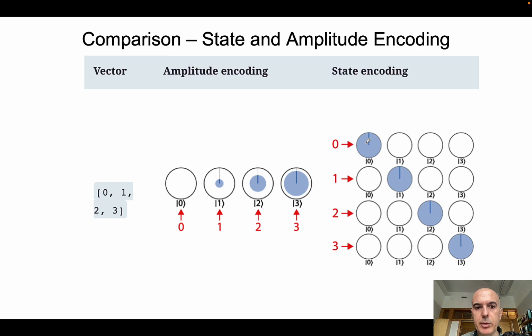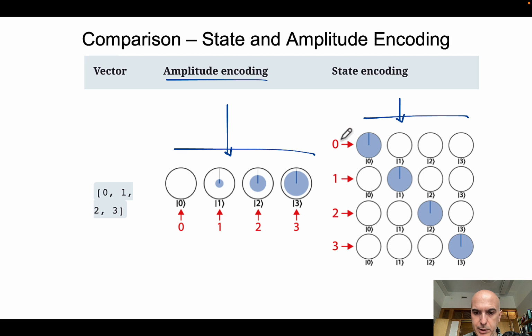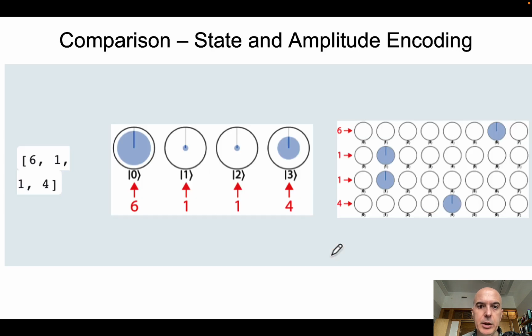So these slides compare amplitude encoding on the left here to the state encoding. As you can see here, with the amplitude encoding, we have a huge saving in terms of the qubits that are needed. Here we just need 2 qubits. Here we need 2 qubits multiplied by 4. So that's a huge saving when we use amplitude encoding instead of state encoding.